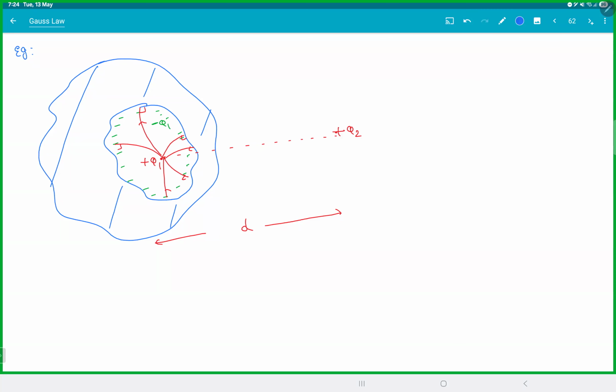Getting it? So if none of the field lines are coming out, then what will Q2 think? Q2 doesn't know that there is someone inside. Q2 does not know there is a cavity only. This Q1 will come outside, we are ignoring that. We are just looking at the inside part. Ignore surface charge for now.